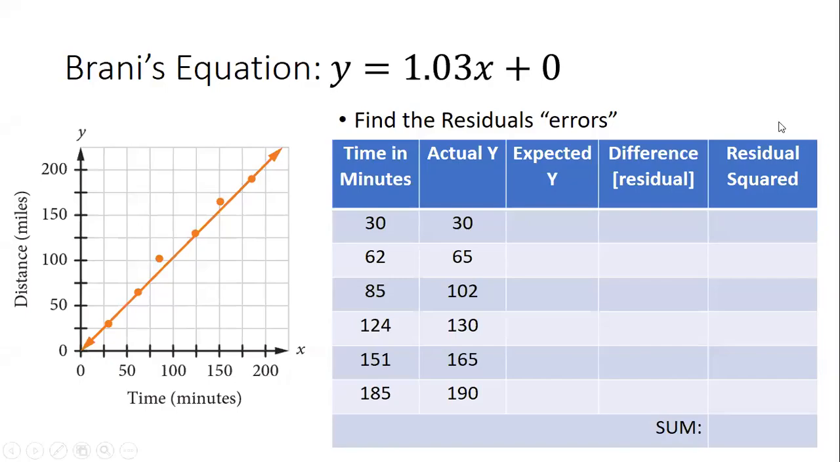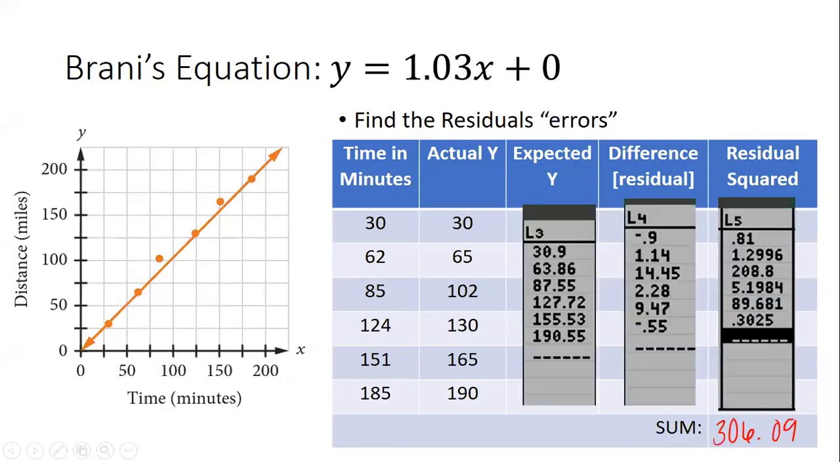Okay, so let's check in and see how you did. So Brandy, I did it with the data so that I wouldn't have to write it down, because I know that's so lazy that I didn't want to write. And I ended up with my L3 and my L4 being filled in for me, and a sum of 306.900. So Brandy was our most incorrect of them all because her area was the highest, the largest.